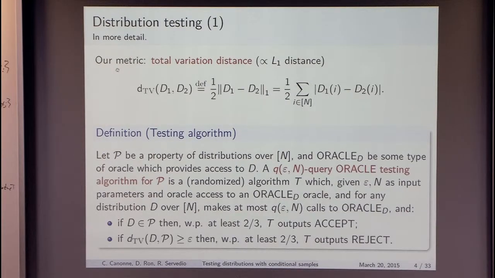Okay? So you really don't need to read this lengthy definition of the testing algorithm. Maybe just look at the first line of the definition. I want to emphasize the fact that a testing algorithm within a particular oracle framework, right? If you have some type of oracle access to the distribution, then you want to make as few calls as possible to the oracle. You want to, with high probability, say 2/3, say yes if the distribution has the property, and say no if the distribution is epsilon far from having the property. Okay? So a familiar setup from previous talks.